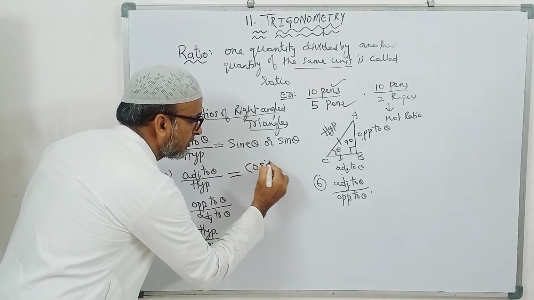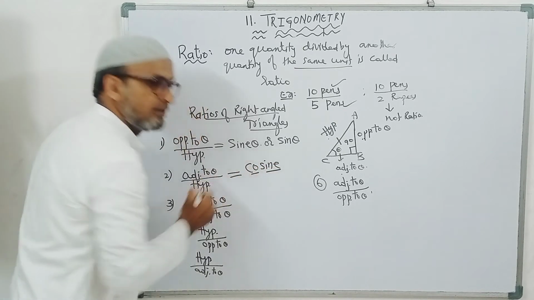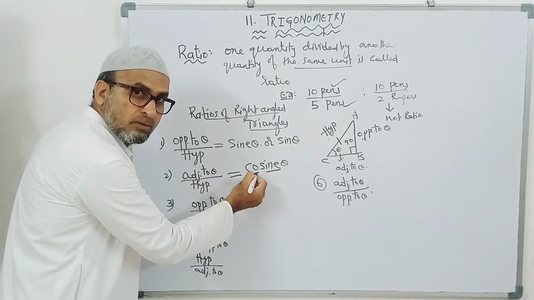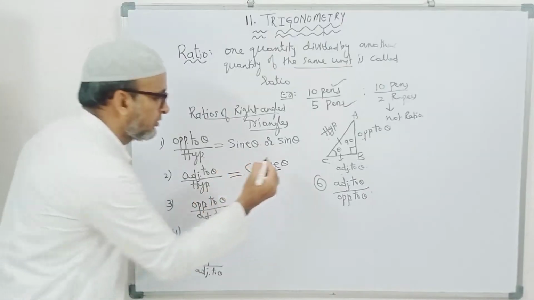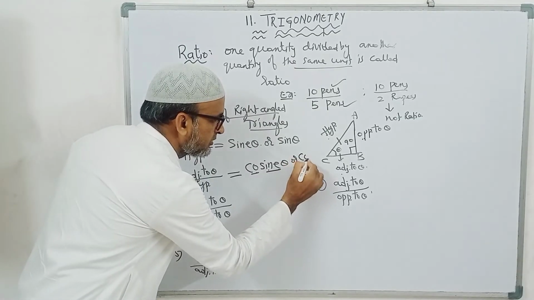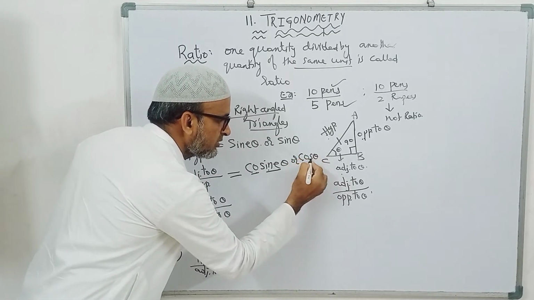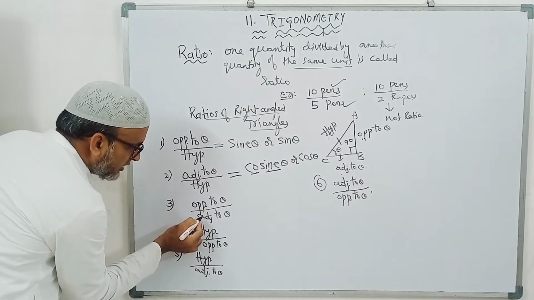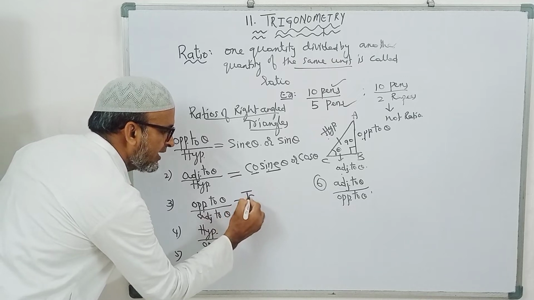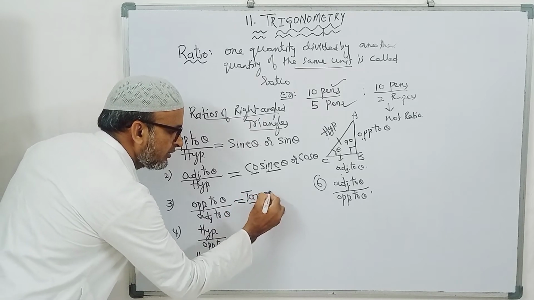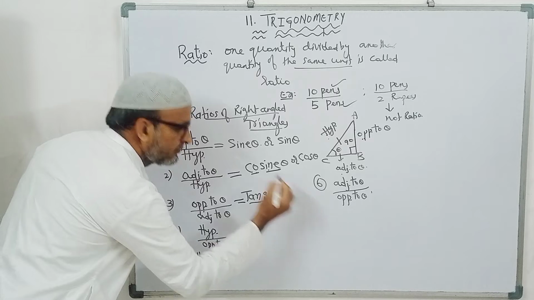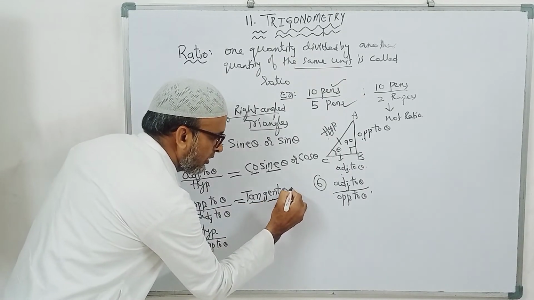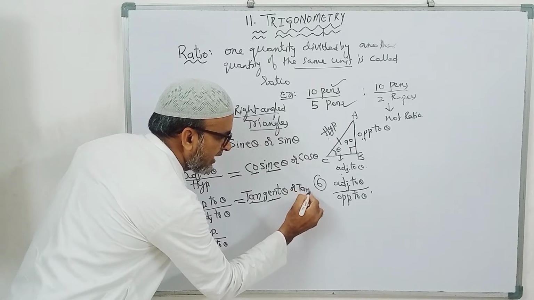If you see this type of ratio, this is nothing but cosine theta. Cosine theta. Shortcut cos theta. If you see this ratio, opposite by adjacent, this is called tangent theta. Tangent, or simply tan, tan theta.